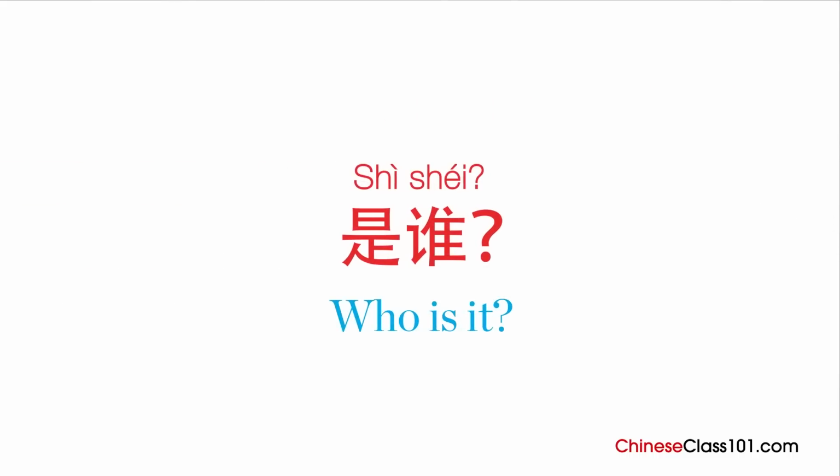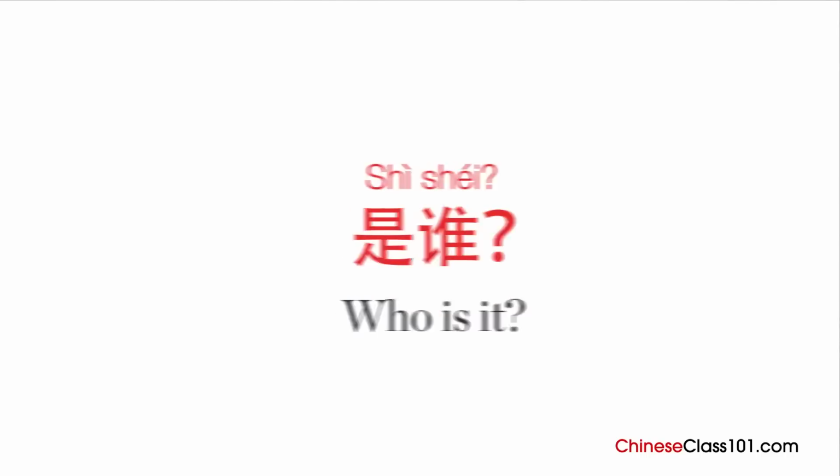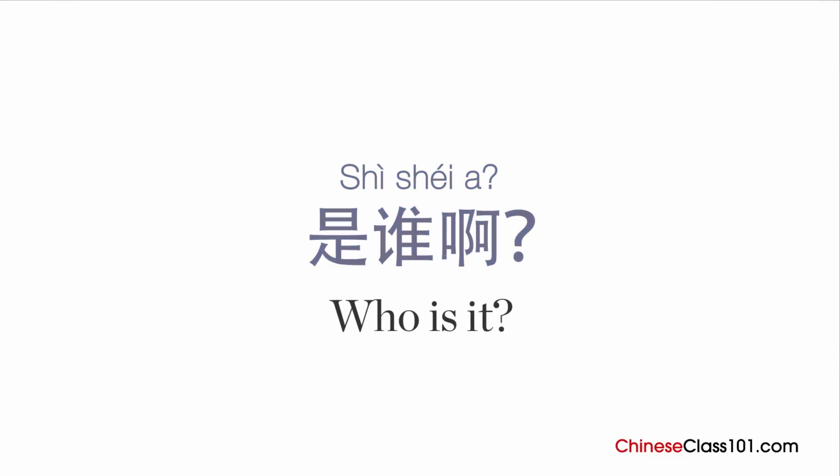When you want to say, who is it? You can say, 是谁? This sounds very intense. But if you say, 是谁呀? The tone is much softer and less interpersonal.